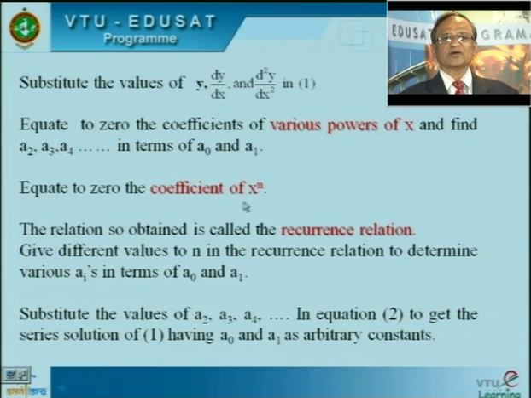Equate to 0 the coefficient of x to the power n. As I have mentioned, I want to obtain various powers of x. Various powers of x means x to the power 0. What is the coefficient of x to the power 0? What is the coefficient of x to the power 1? What is the coefficient of x to the power 2, x to the power 3? In general, I want to find out what is the coefficient of x to the power n.